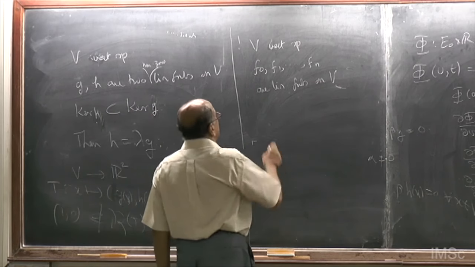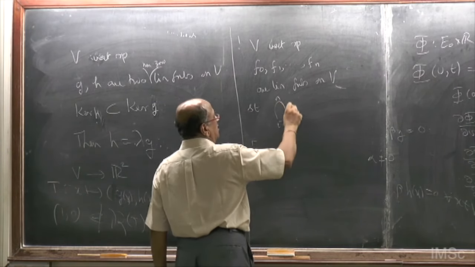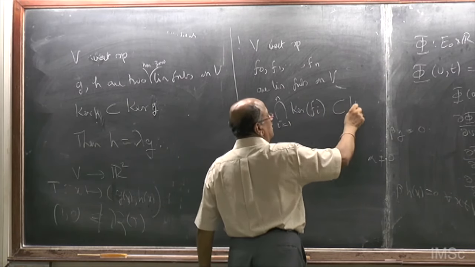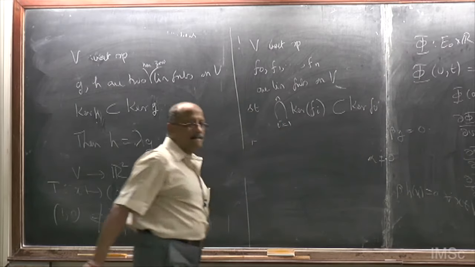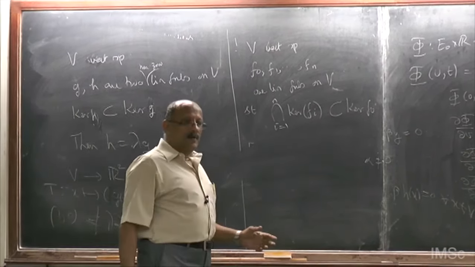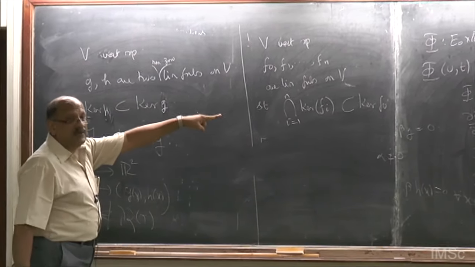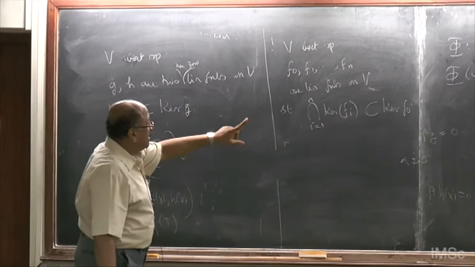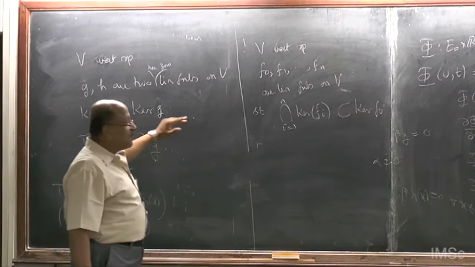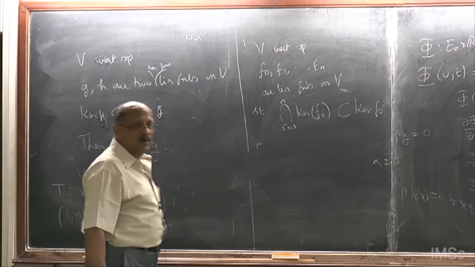Such that the intersection over i equals 1 to n of the kernel of Fi is contained in the kernel of F naught. So, this is a particular case of that general result. If I take n equals 1, there is only one functional, so there is no intersection. So, I have this.